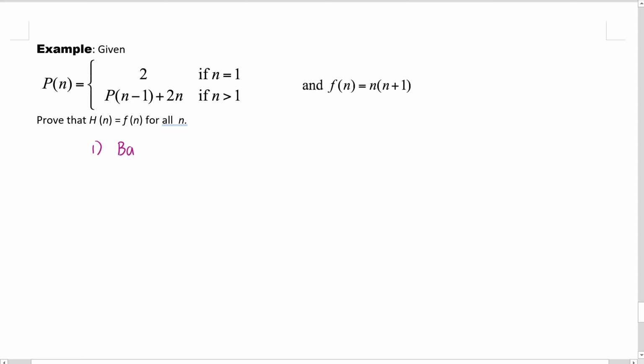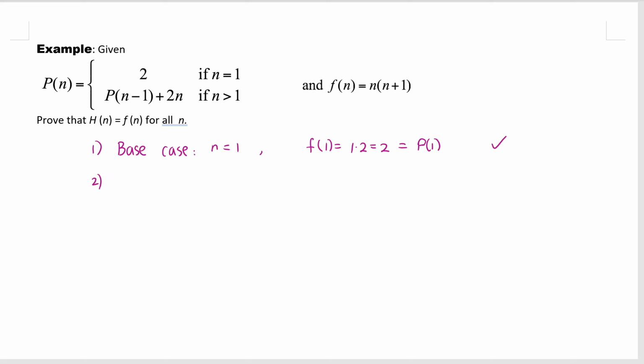Let's check. First, let's look at the base case. Well, the base case is when n equals 1. Ooh, this is actually our first example. Do you remember? So F1 equals 1 times 2, which is 2. Ooh, this is P of 1, right? So good. We have that check. Second, inductive case.